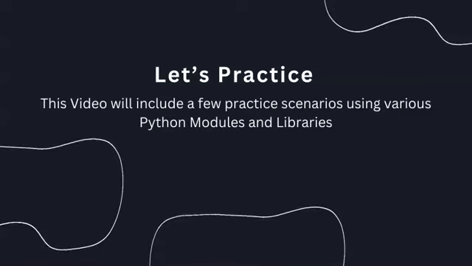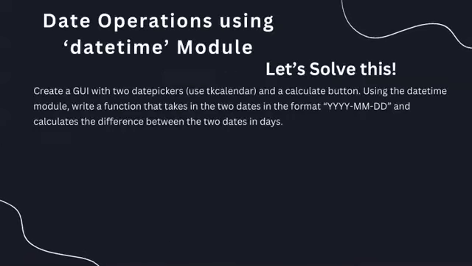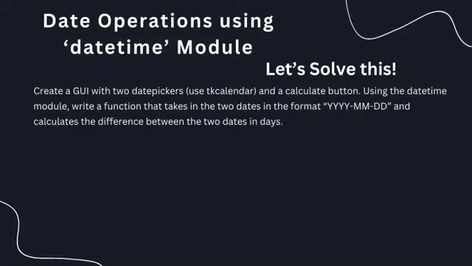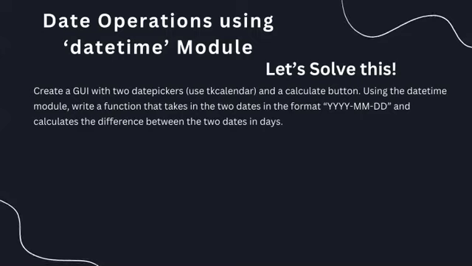Today we're going to include a few practice scenarios using various Python modules and libraries. This first one is going to be date operations using the datetime module. We're going to create a GUI with two date pickers using the Tk calendar and a calculate button. Using the datetime module, we're going to write a function that takes the two dates in the format year, month, and date, and calculates the difference between these two dates in days.